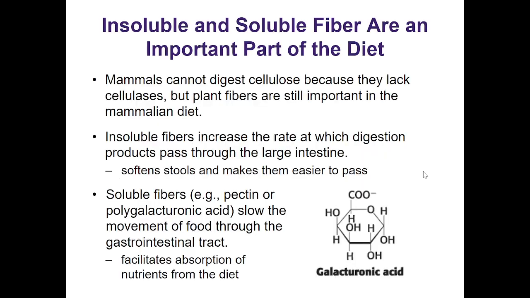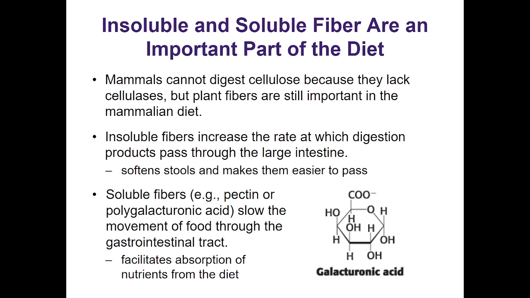Okay, so insoluble and soluble fiber are going to be important parts of our diets. Mammals cannot digest cellulose because we lack cellulases, but plant fibers are still going to be important to the mammalian diet. Insoluble fibers are going to increase the rate at which digestion products pass through the large intestine. Typically, it just squeezes everything else through. Okay? This will soften stools and make them easier to pass.